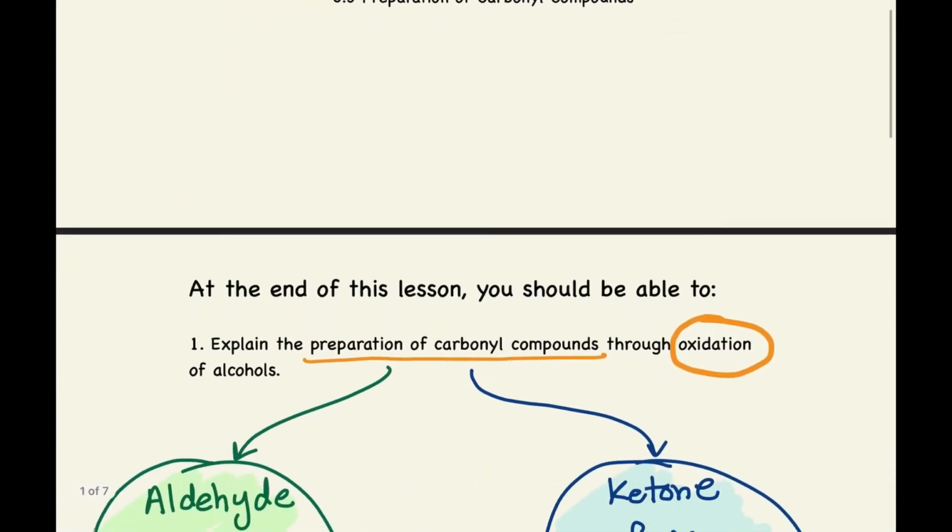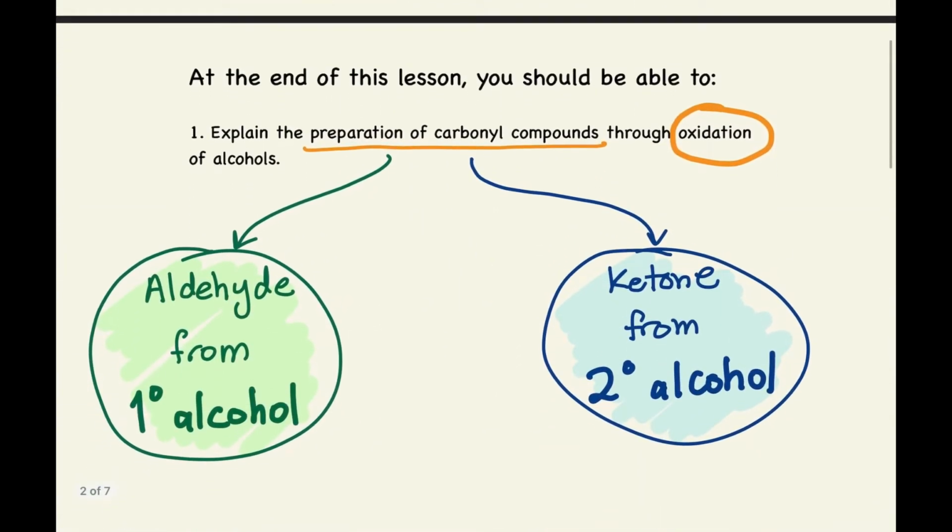So today in this video we are going to discuss how to prepare carbonyl compounds. There are two types of organic compounds. The first one is aldehyde and the second one is ketone. To produce an aldehyde, we are going to oxidize primary alcohol, and to produce a ketone, we are going to use secondary alcohol.